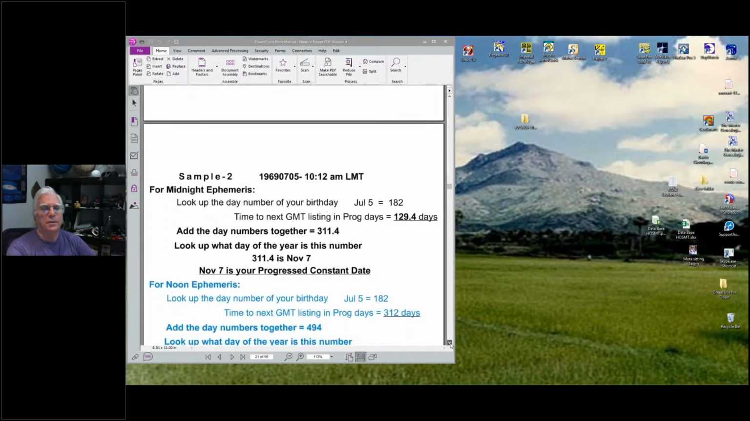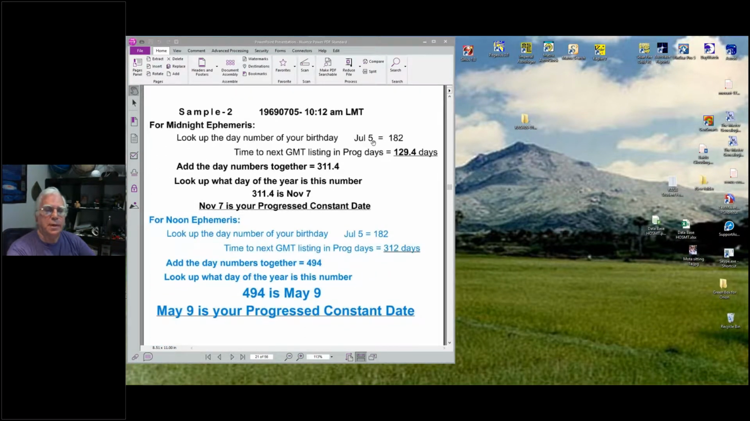Okay, so when we have that day, we look up what day, July 5th, that was day 182. We add up the interval to the next listing, 124.9, we add them together. We get 311.4 days. Then you look up in the day of the year, that day of 311.4 is November 7th. November 7th is the progressed constant date for a midnight chart. If it was noon, you'd be looking up 494, is May 9th would be the progressed constant date.